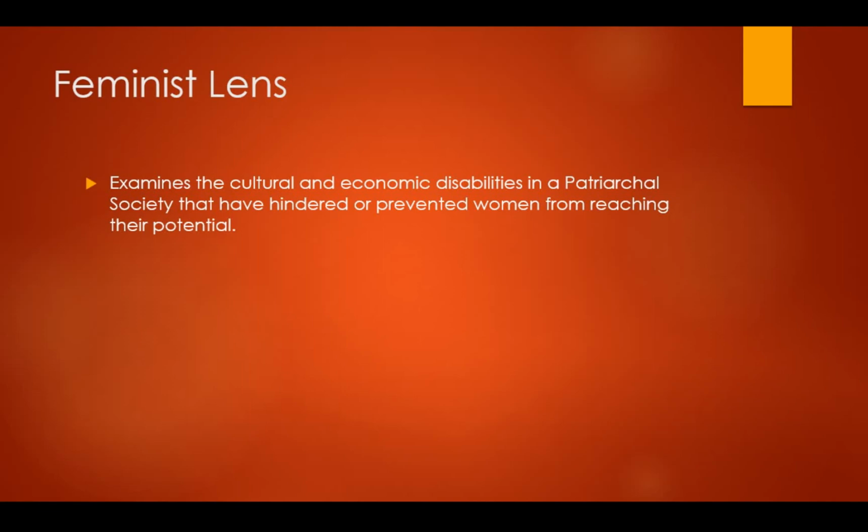A patriarchal society, there are 2 types of societies in this school of thought. Patriarchal, referring to men being in control and men dominating the culture. A matriarchal society, such as what the Native Americans had, would be a matriarchal society. So the feminist lens is looking at how women are disadvantaged or hindered or prevented from reaching their potential in a society where men dominate.